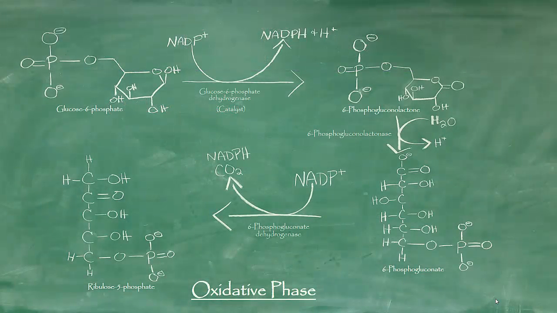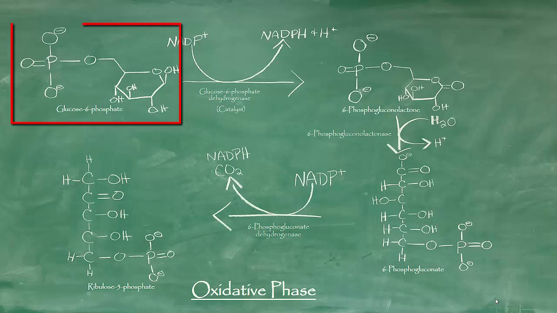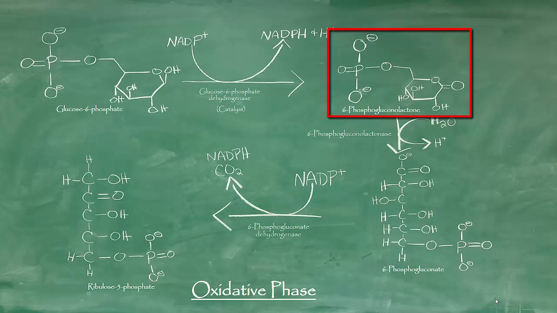In the oxidative phase, we start with glucose 6-phosphate, which is oxidized by glucose 6-phosphate dehydrogenase, which is the catalyst. This reaction forms 6-phosphogluconolactone, and during this reaction, NADP+ is also reduced to NADPH and a positive hydrogen.